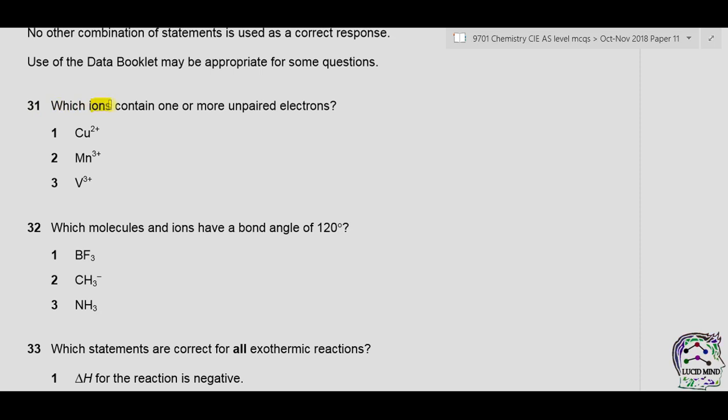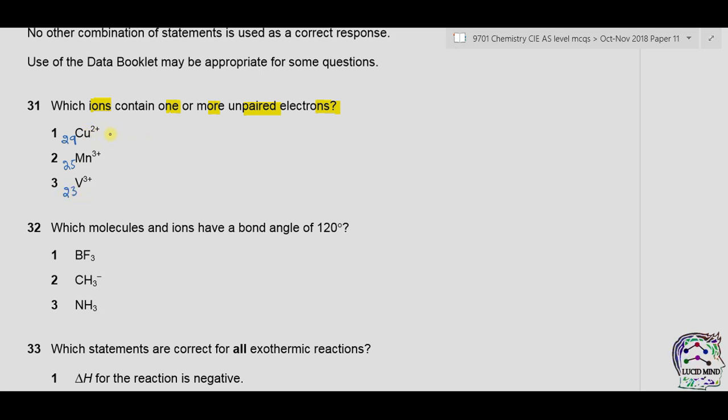Question 31. Which ions contain one or more unpaired electrons? Different elements are given. We have copper, manganese and vanadium. Now from periodic table we can find out the atomic number. For copper it is 29. For manganese the atomic number is 25. For vanadium it is 23.